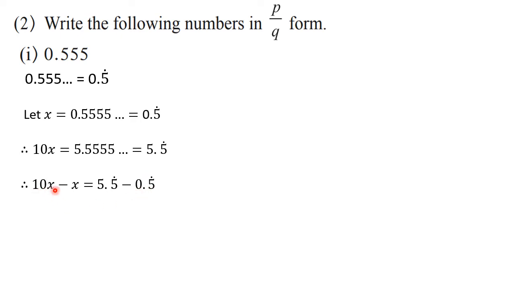So 10x minus x means what? 10x minus 1x. So here we will get 9x and here we will get 5. See, this 5 minus 5 is 0 and here 5 minus 0 is 5. So we got 9x is equal to 5, and from that we can write down that x is equal to 5 upon 9. In this way 0.5 recurring we have expressed in the form of p upon q.